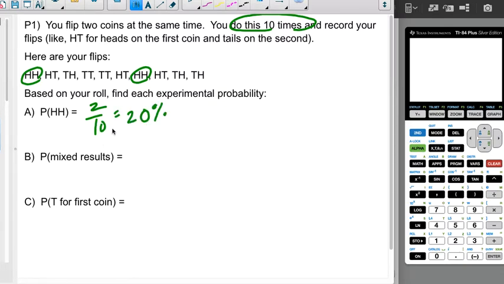What's the probability I get mixed results? Well, what I mean by mixed results is the two letters are different, right? So 1, 2, 3, 4, 5, 6. That seemed to happen 6 out of 10 times, which would be 60%, right?